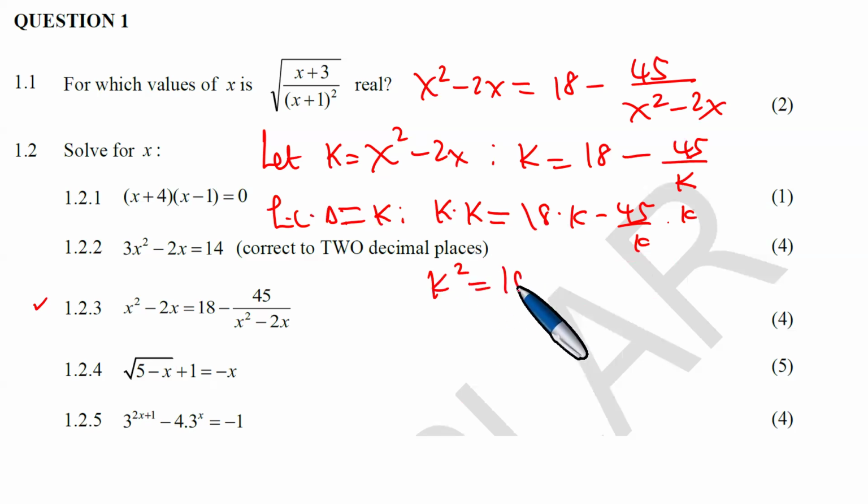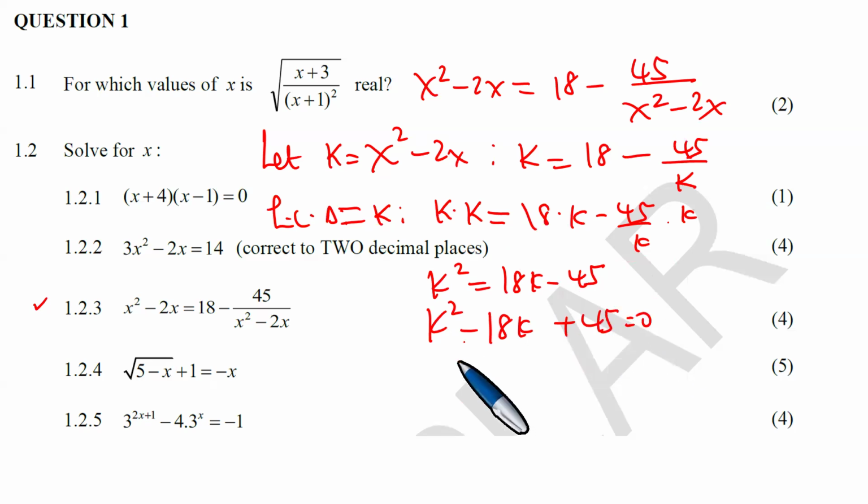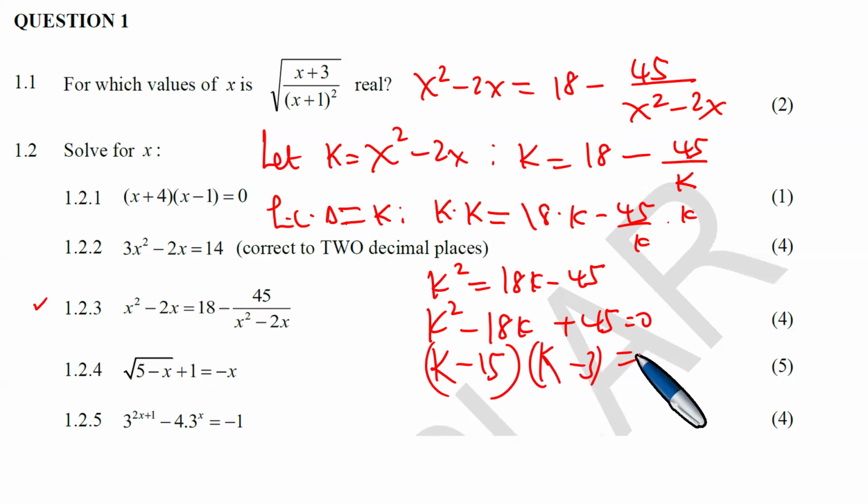K squared equals 18k minus 45, so k squared minus 18k plus 45 equals 0. Factors of 45 that give minus 18 are what? Minus 15 and minus 3. So k minus 15 equals 0 and k minus 3 equals 0, which means k is 15 or k is 3.